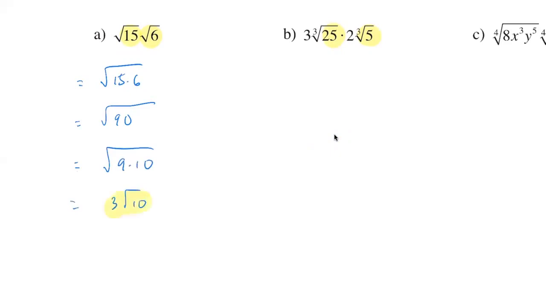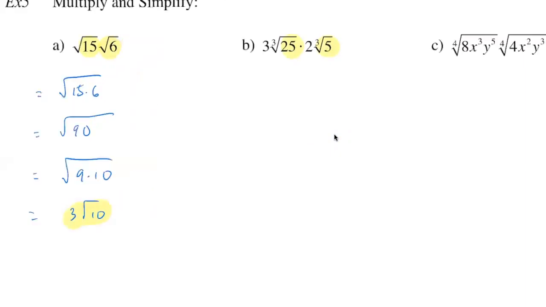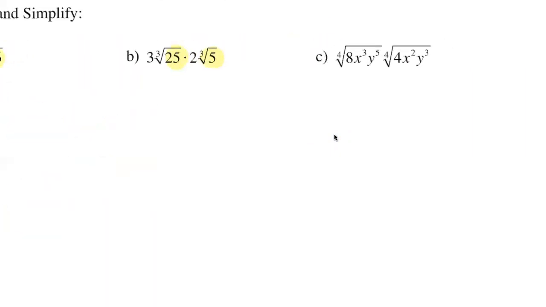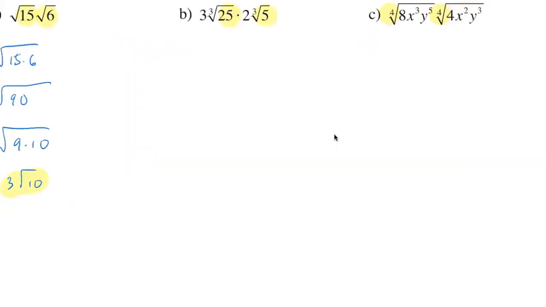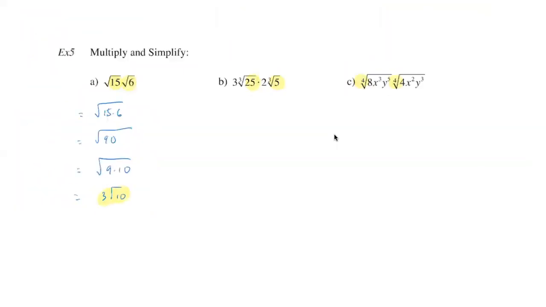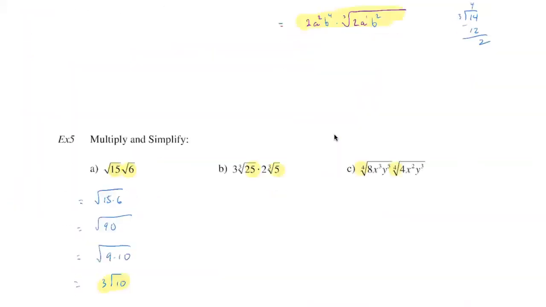So some problems ask you to multiply the radicands first and then simplify. Keep that in mind. If individually it doesn't simplify as much, you want to multiply the radicands, and pay attention to the index matching before you multiply.